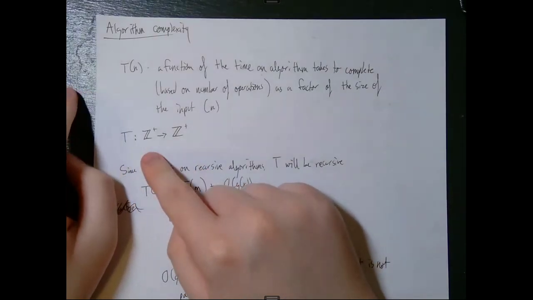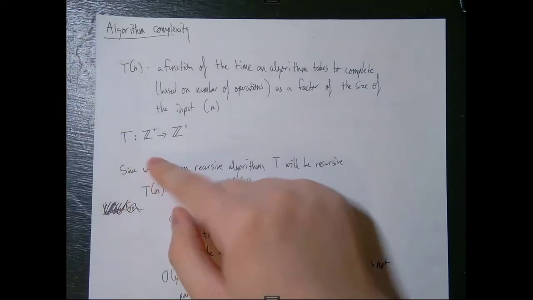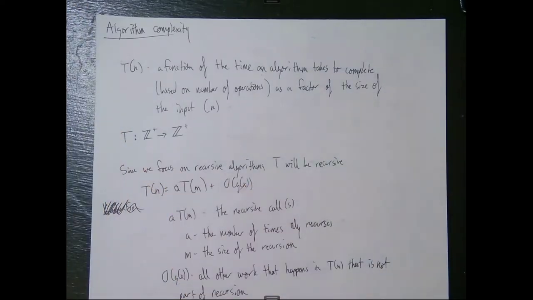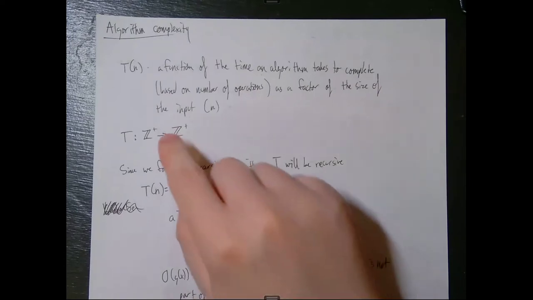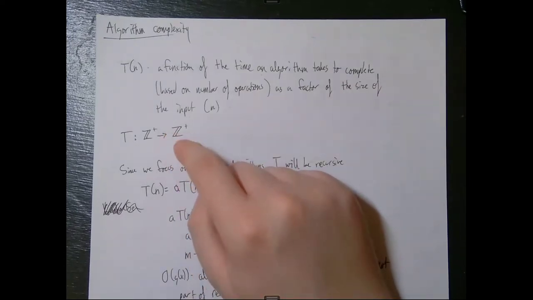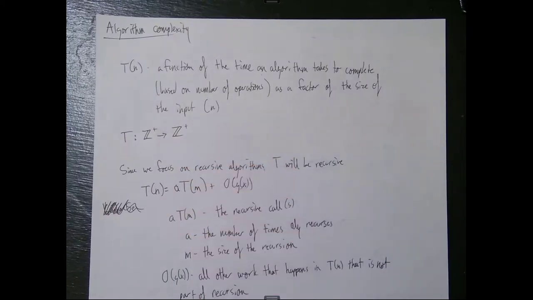Takes in a positive integer size, so maybe our size is the number of elements in a sequence. Most likely we're going to have a non-negative sequence, so, you know, a sequence with a positive number of elements in it. And the number of instructions will certainly be at least one, because even with the algorithms that are designed to take in an input of size zero, it will certainly have to do at least one operation to check that the input is size zero and then return something.